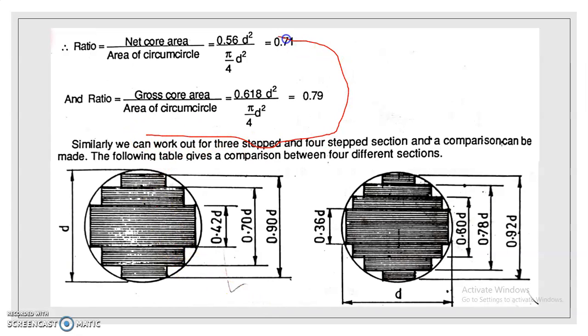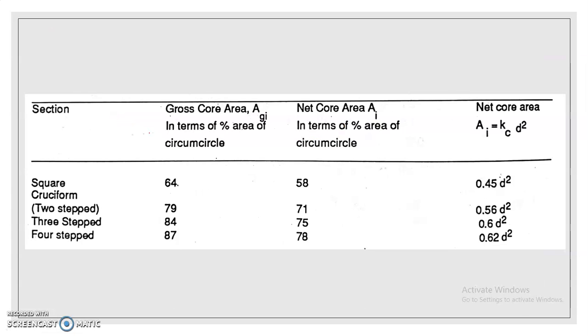Here you can see, this is about the square section and two-stepped section. You can calculate the same values for three-stepped and four-stepped. These are the values of that.